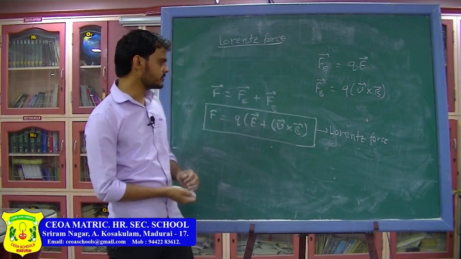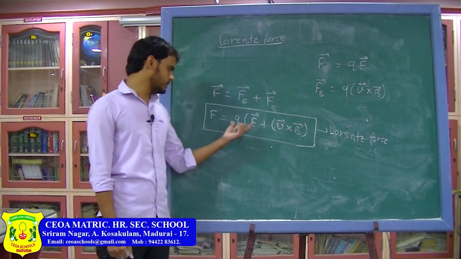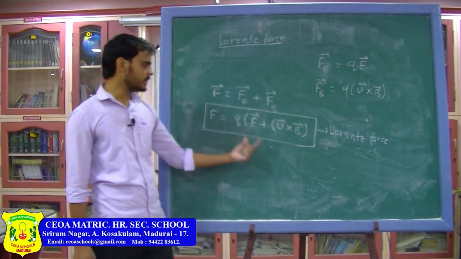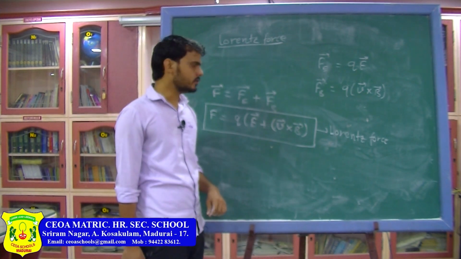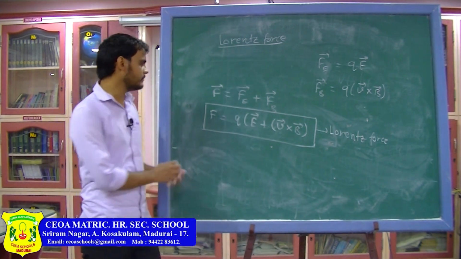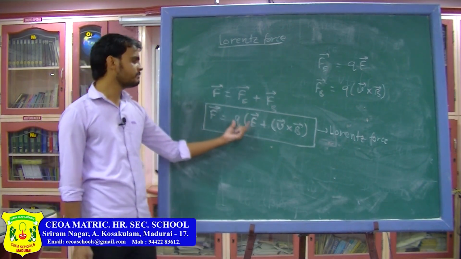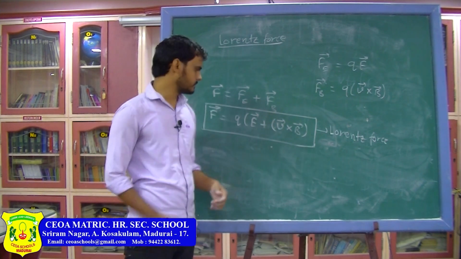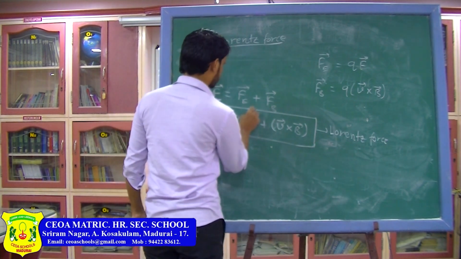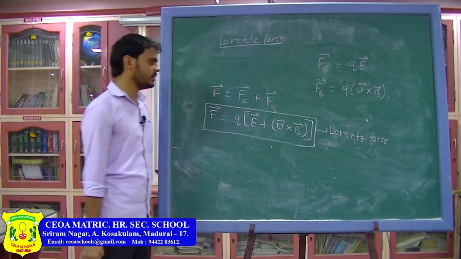So what is the Lorentz force? The Lorentz force is the total electromagnetic force on a charge. So the electric force, which is Q into E, and the magnetic force, which is Q V cross B. If you do the vector addition of both the forces, whatever force you get is called the Lorentz force. So the total Lorentz force on a particle is given as Q into E plus Q V cross B. So this is the Lorentz force.